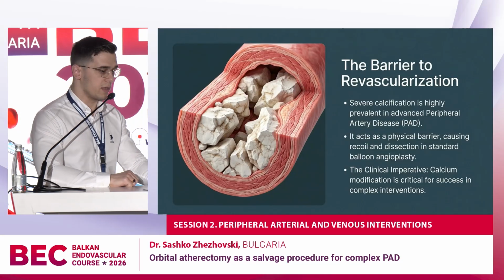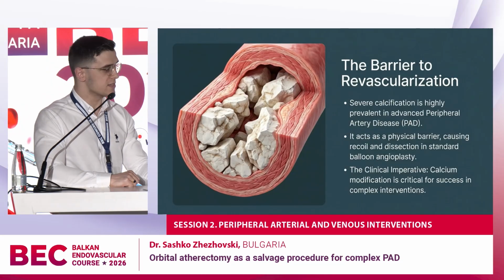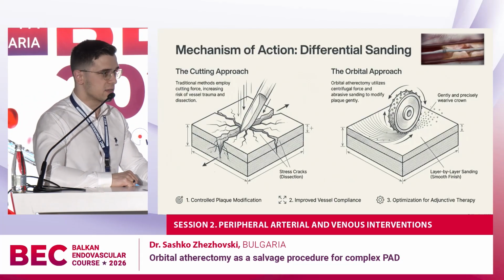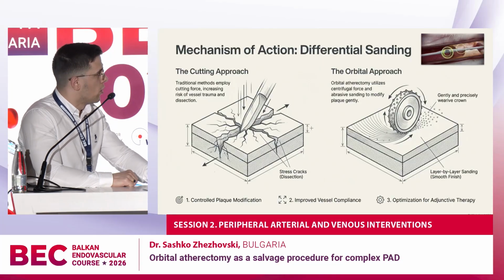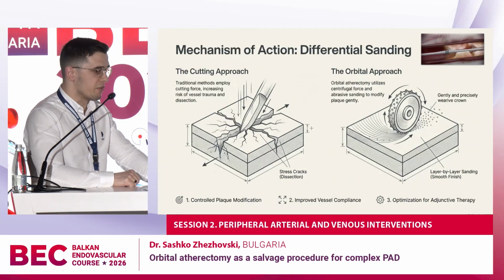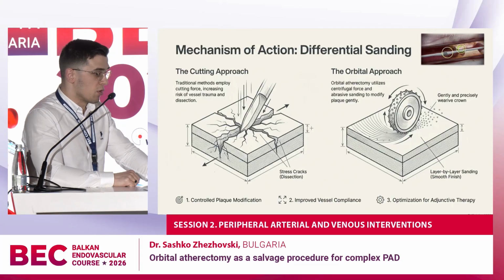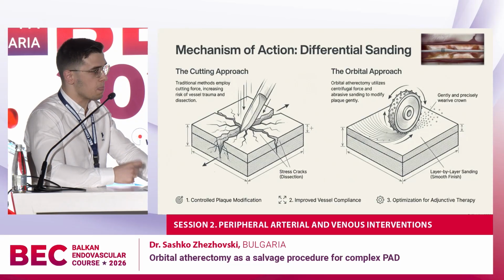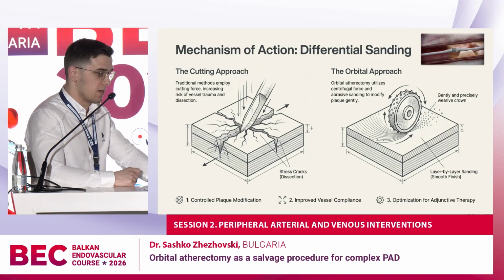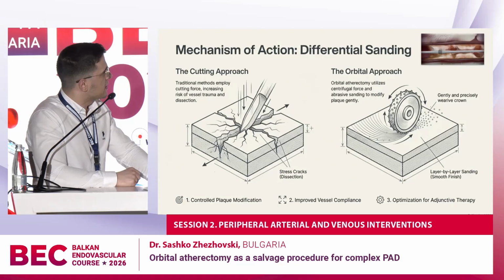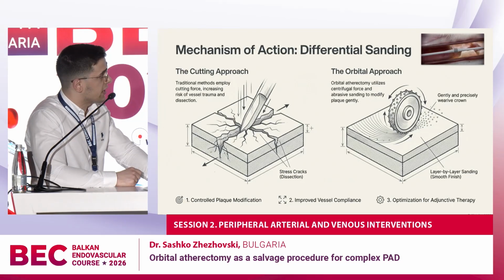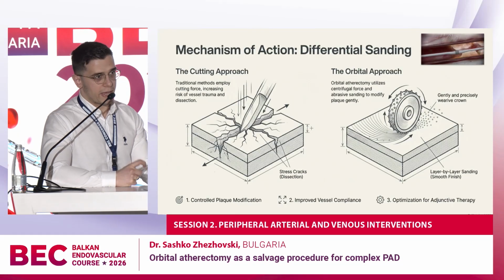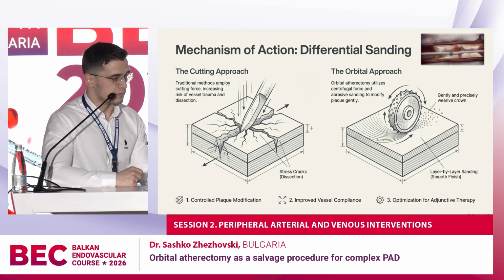So, what's the clinical imperative? The clinical imperative is calcium modification. How do we achieve that? We achieve that through a mechanism called differential sanding. Differential sanding refers to the preferential modification of rigid calcified plaques using a diamond-coated crown. That diamond-coated crown selectively sands out calcium whilst preserving the compliant arterial tissue. It deflects back from the compliant arterial tissue.